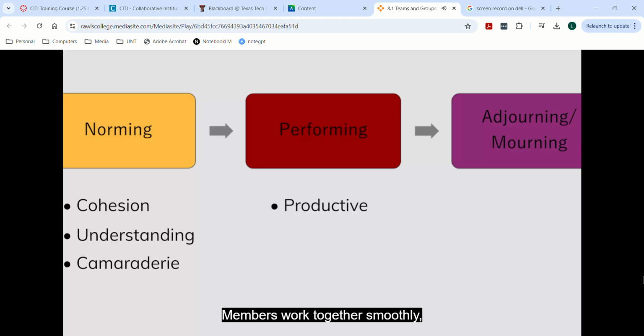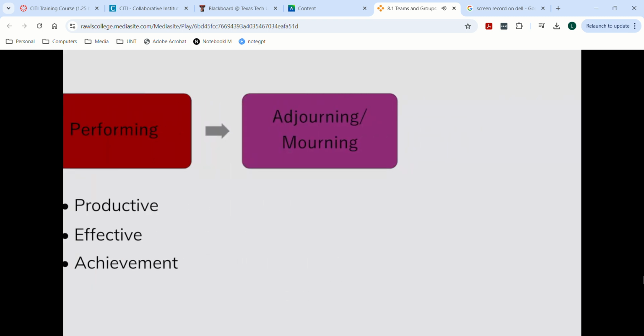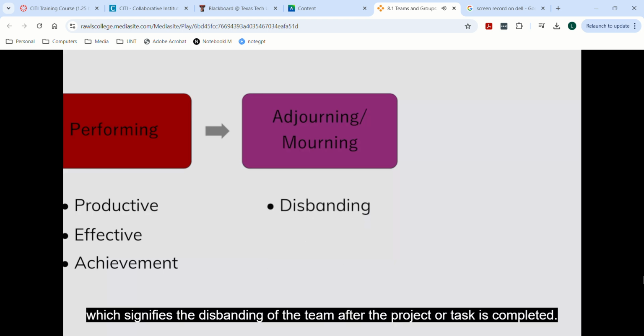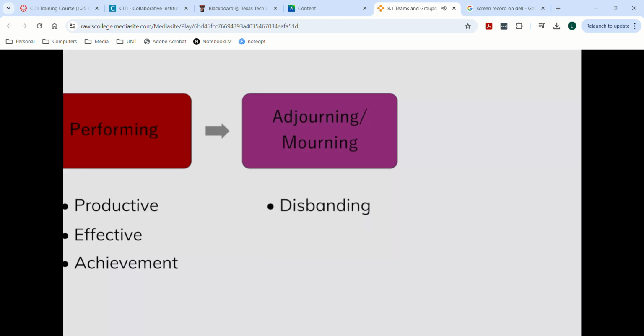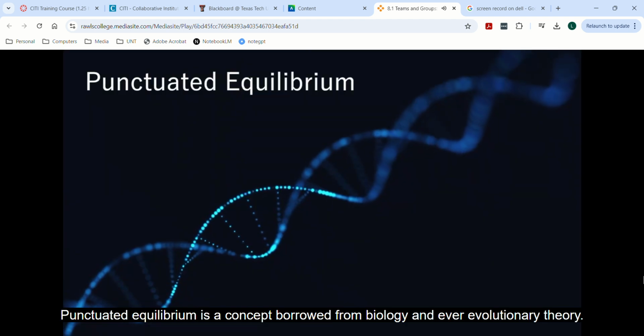The performing stage is when the team is at its most productive. Members work together smoothly, make decisions effectively, and are focused on achieving the team's goals. In Tuckman's original model, he described the final stage as adjourning, which signifies the disbanding of the team after the project or task is completed. In the revised model, it is also known as the mourning stage, emphasizing the emotional aspects of the team's disbanding.